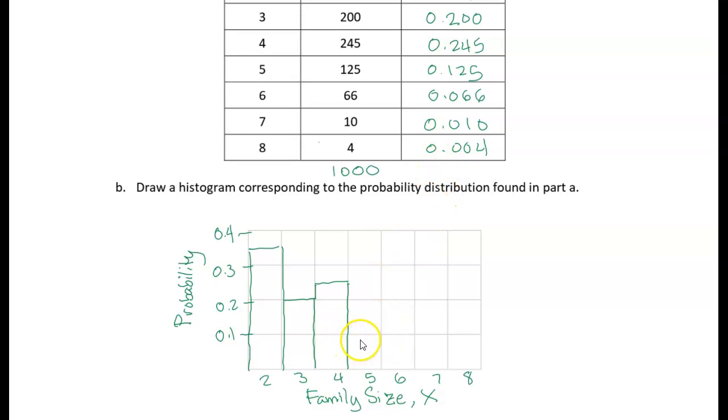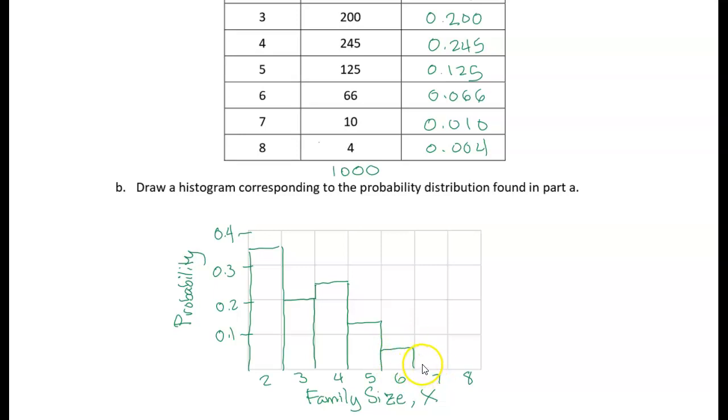All right, so the probability of 5 people in the family would be 0.125. So it's about a quarter of the way up, between 0.1 and 0.2. So let's go right about there. Okay, so that would be my bar for 5. And then 6 is 0.066. That's a little more than halfway up here, so I'll put it about there.